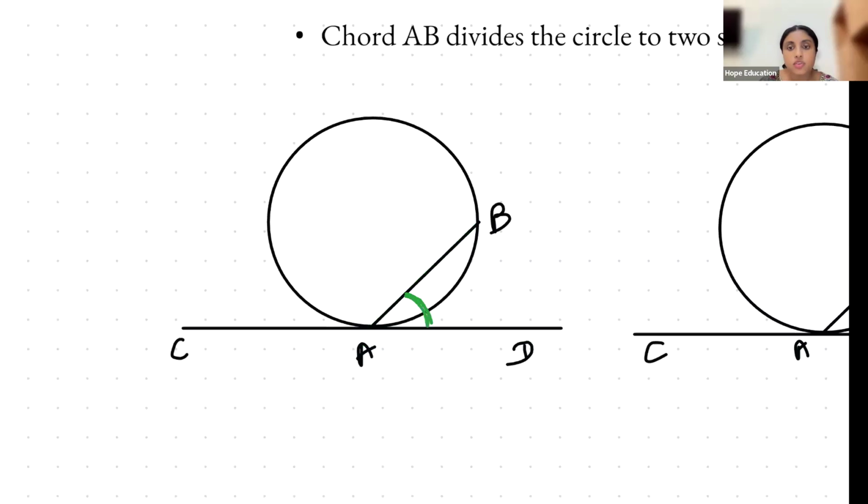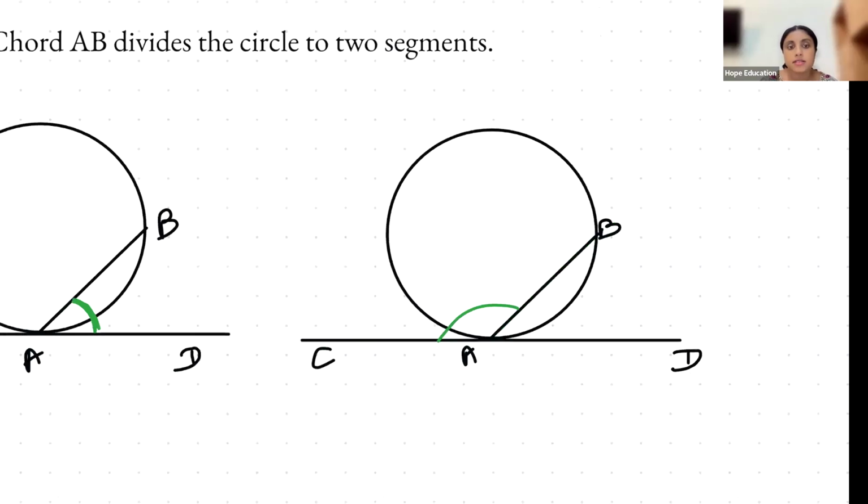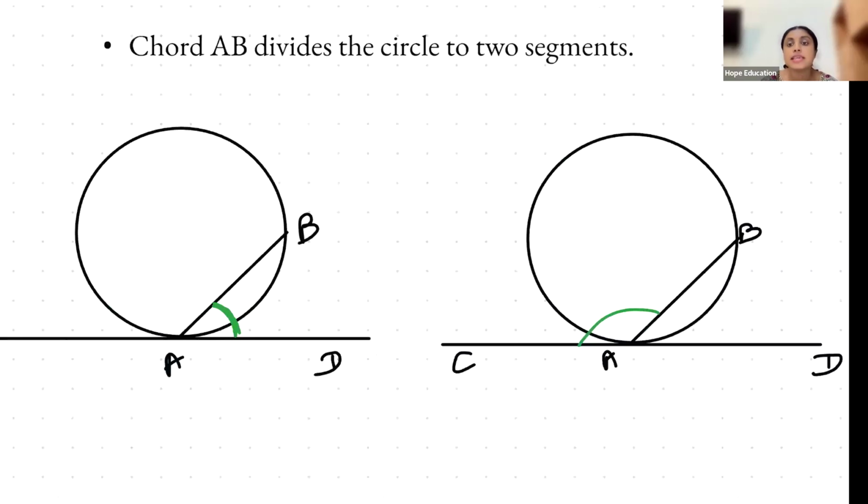But it could also be this angle. Because here this is also a chord, this is also a tangent. So it could be either BAD or it could be CAB.